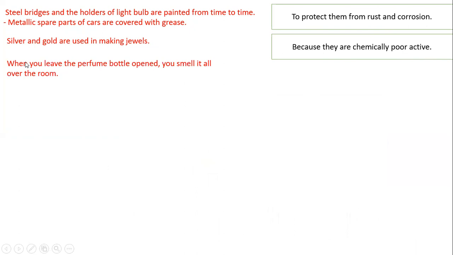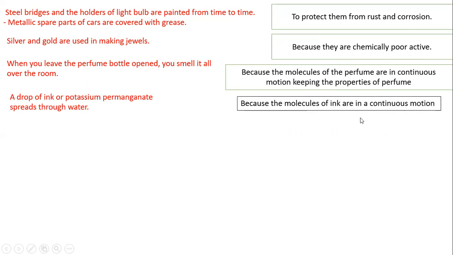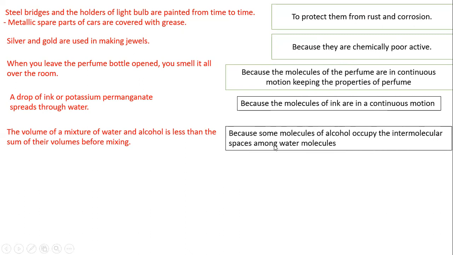When you leave the perfume bottle open, why? Because molecules are in continuous motion, keeping the properties of matter. A drop of potassium ink spreads through water because the molecules of ink are in continuous motion, the same. The volume of a mixture of water and alcohol is less than the sum. Why? Because of the intermolecular space, okay? Because some molecules of alcohol occupy the intermolecular spaces among the molecules in water.